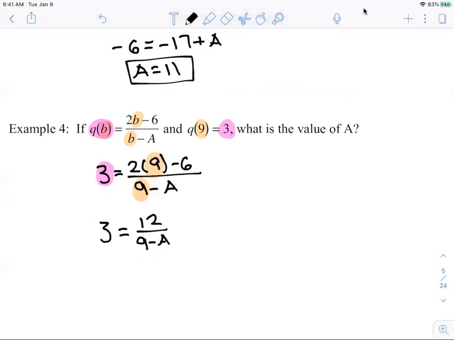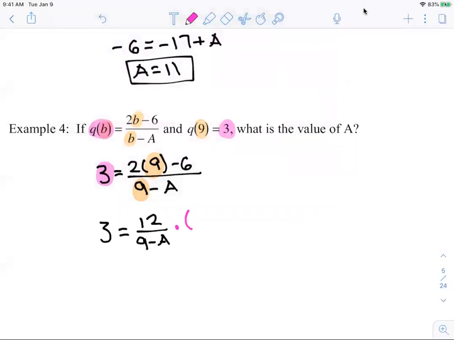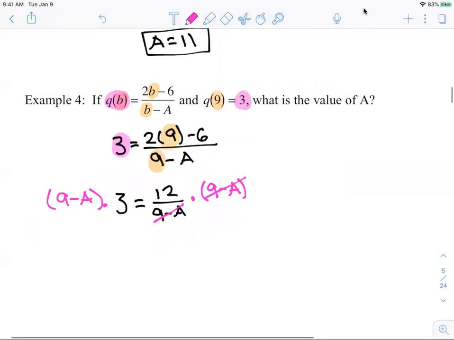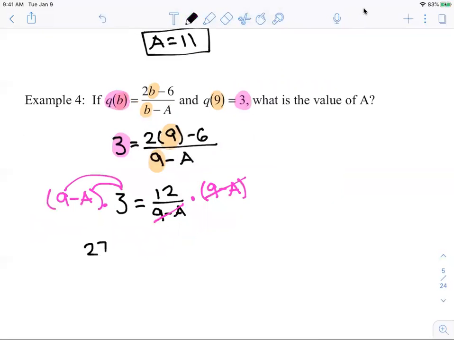And now I want to solve. If we want to get to the a, but the a is in the denominator, the easiest way to probably solve here would be to multiply by 9 minus a to both sides, because when you do that, it drops out on the right side and the a is no longer in the denominator. So then you just have to distribute a 3. 9 times 3 is 27. A times 3 is going to give us minus 3a equals 12. I'm going to subtract 27 to both sides. That gets me negative 15. I'm going to divide by negative 3, and a is a positive 5.